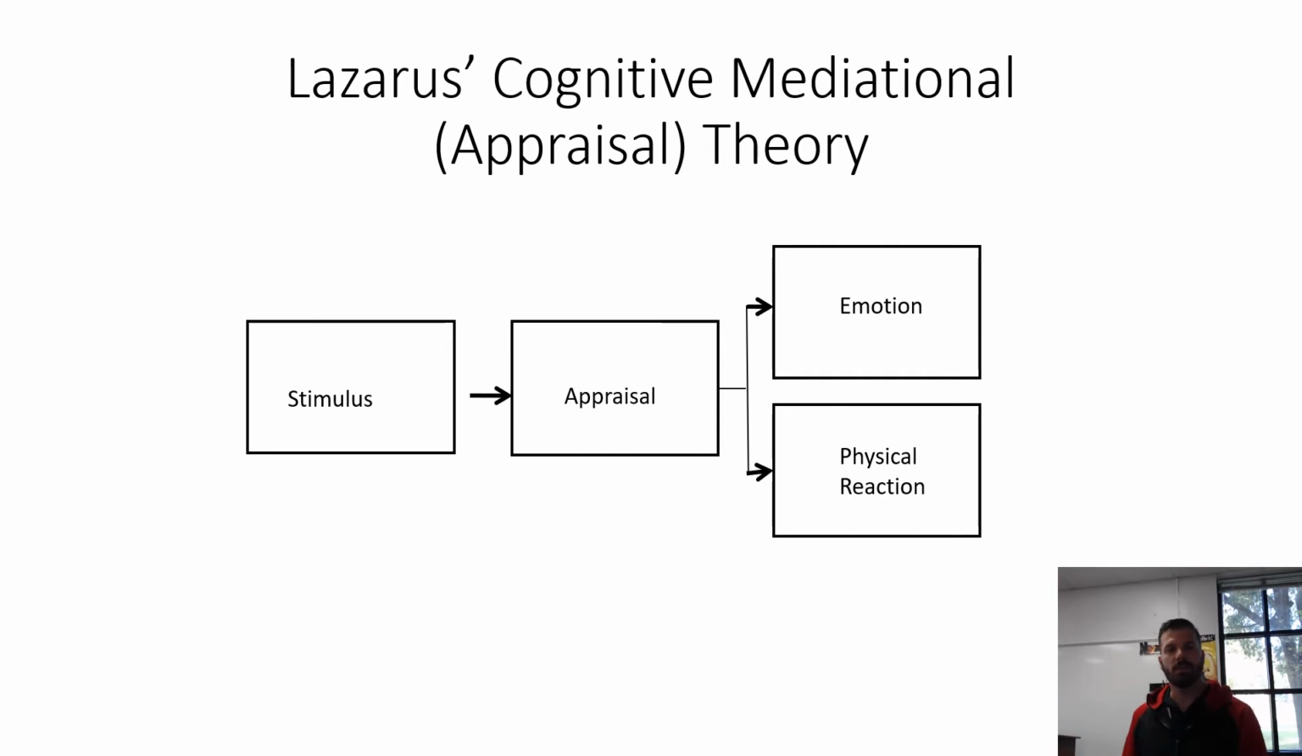So last of these theories, we have the Lazarus cognitive mediational theory, also just known as the appraisal theory. And basically what it's saying here is you have your stimulus, then you have your appraisal.